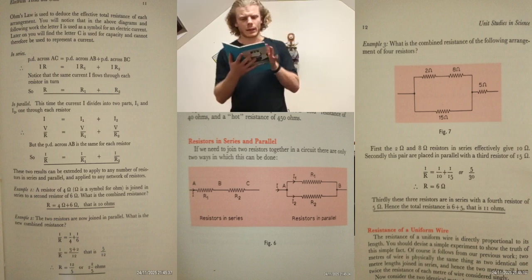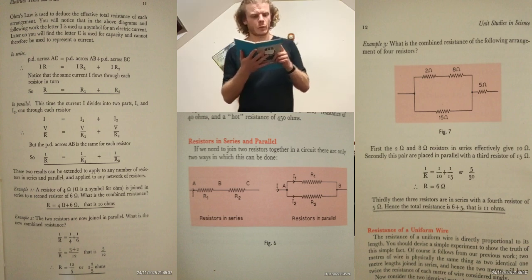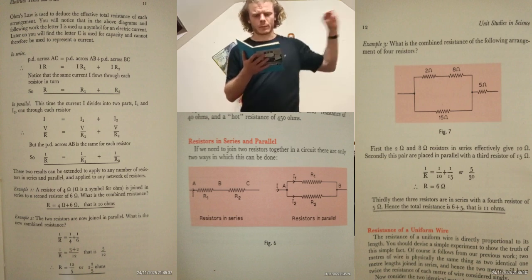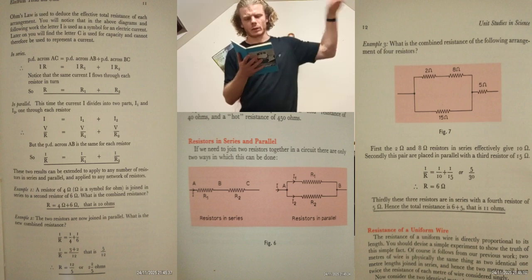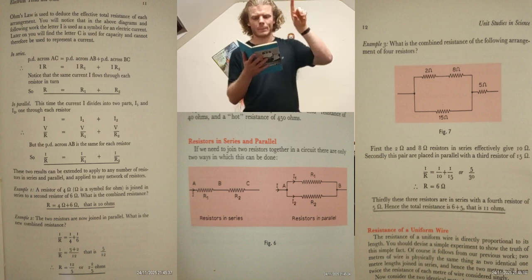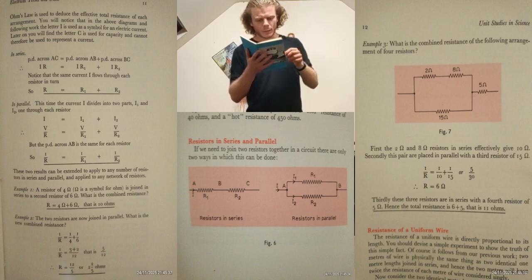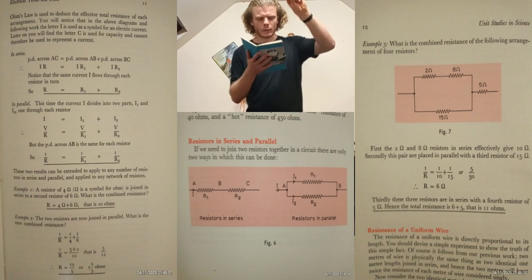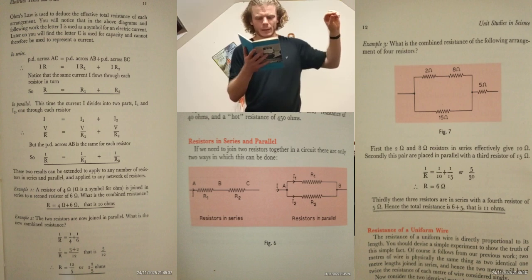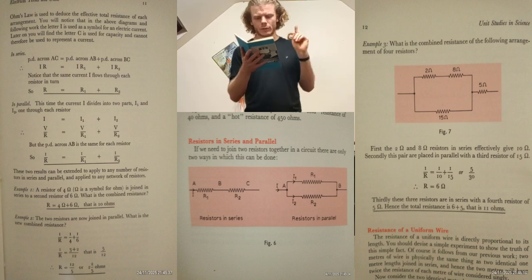What is the combined resistance of the following arrangement of 4 resistors? So we're getting again 2 in series, and we're losing here 2 ohms and 8 ohms. We're having 2 ohms taken away here and 8 ohms here, and in series effectively that gives 10 ohms. The current which goes through here loses 10 ohms. Secondly, this pair is placed in parallel with a third resistor of 15 ohms, and what goes through here loses 15.